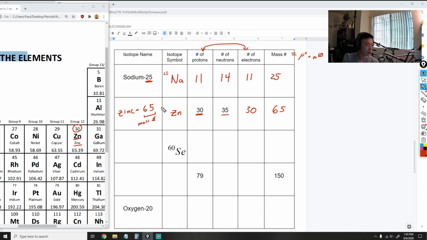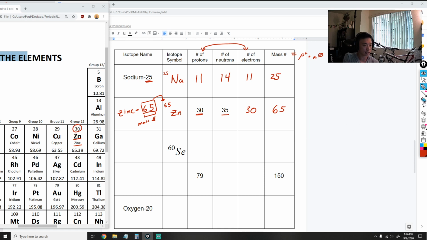And all we need to do is write the mass number on the top left, so we have 65. And there you go. That's going to be how we fill that out. So it's basically just another variation. I'm going to give you different types of information, and you just need to figure out the rest of them. Okay, so let's do another one together.